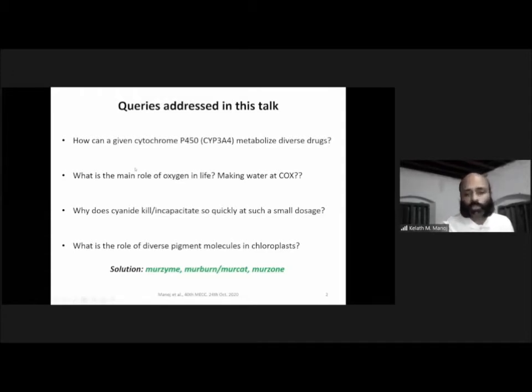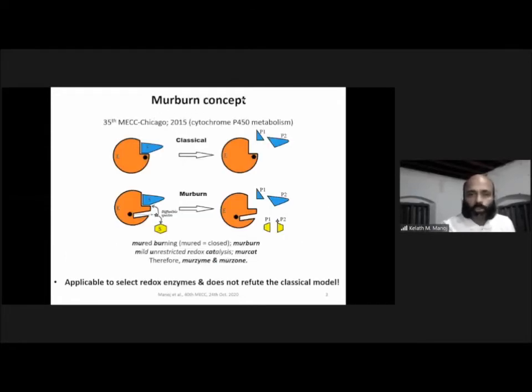So there are three systems. I would argue that the concepts of Murzyme, Murburn and Murzone are significant in understanding these questions and answering them. I used the word Murburn concept at the 35th MECC in Chicago 5 years back.